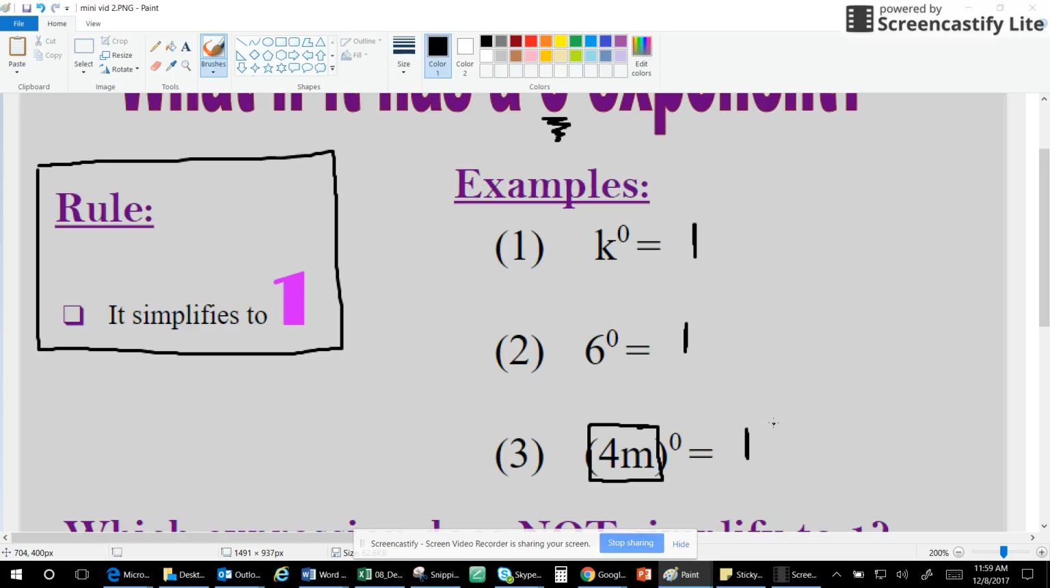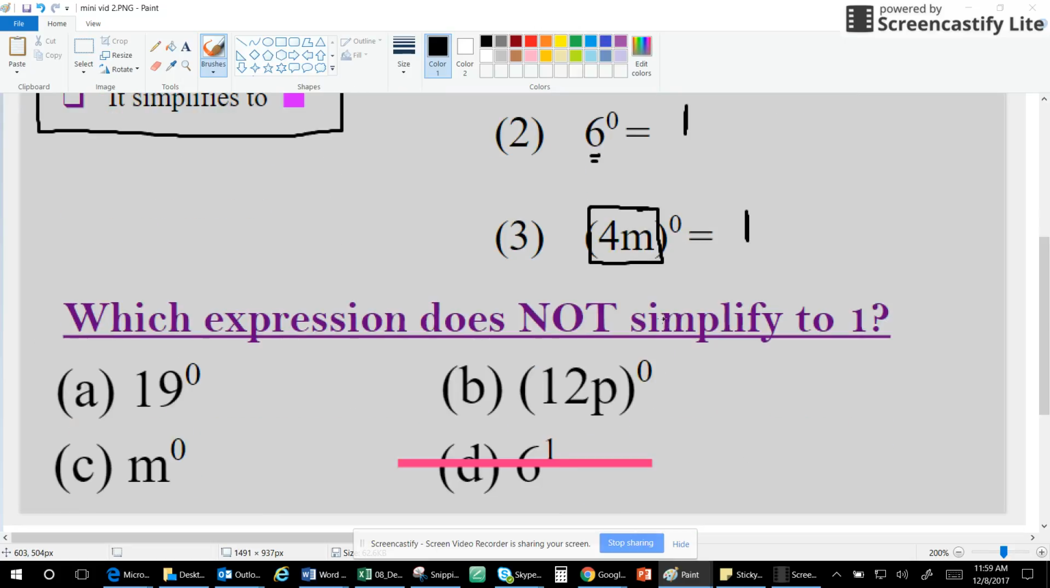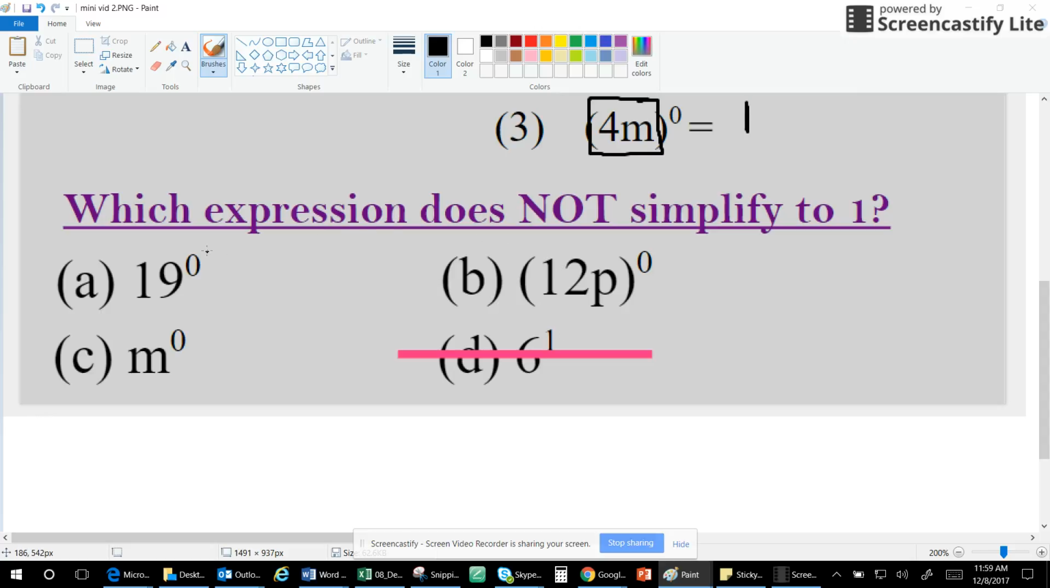I can do that. And it doesn't even matter if it's a variable, right? This is just kind of like if you had b minus b, that's 0. Anything minus itself. This is the same kind of concept. Anything raised to the 0 power is 1.